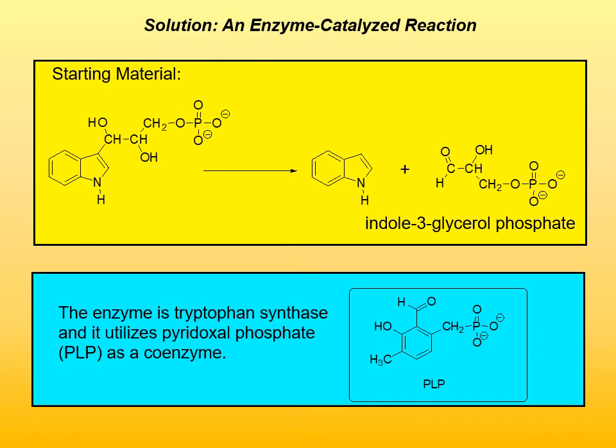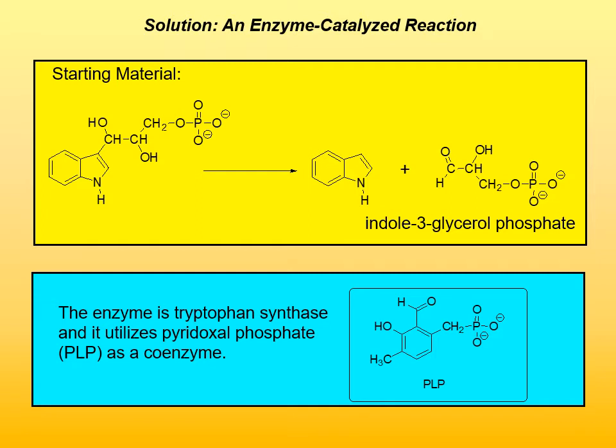Now the enzyme tryptophan synthase utilizes pyridoxal phosphate, or PLP, as coenzyme. PLP is also known as vitamin B6. You will see that it is attached to the beta subunit of the enzyme as a Schiff base. If you recall organic chemistry, you will know what a Schiff base is. It's a compound that has a carbon-nitrogen double bond.